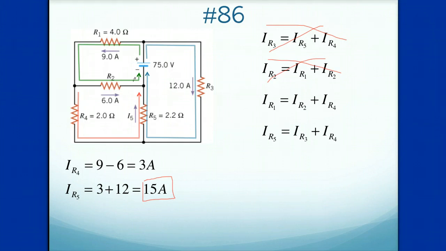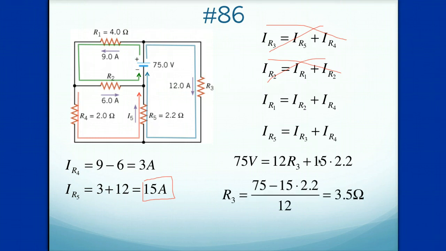So rise equals fall. Let's look at one of the loops. I have 75 right here. That's my rise. And then I have the fall through R3, so I'm going to say 12 times R3. And then my next fall, I found that it's 15 amps, so 2.2 times 15 amps is my second fall. Since I'm looking for R3, I'm going to do 75 minus 15 times 2.2, divided by 12. That gets me 3.5 ohms as my resistance R3.